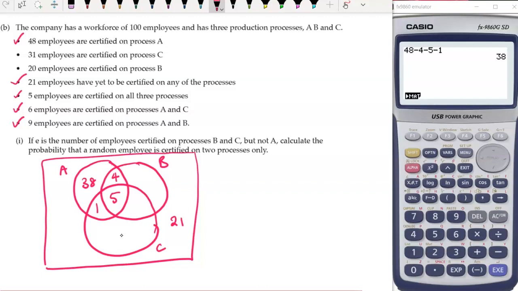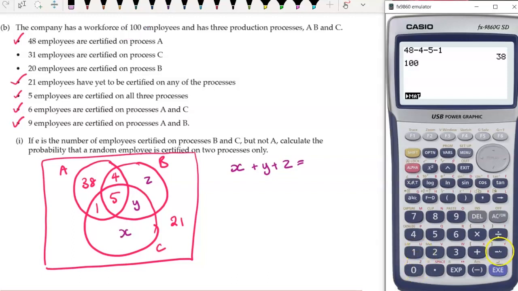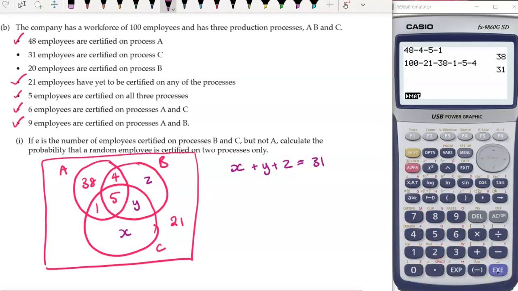Let's start by calling this X. And just change the color. So let's say this is X, Y, Z for those bits. Right, X, Y, and Z are going to have to add up to a certain amount. We've got a total of 100 in our employees. So if we do 100, take off the 21 that's on the outside, 38, 1, 5, and 4 that we've already got on there, that leaves us with 31. So those ones have to come to 31.